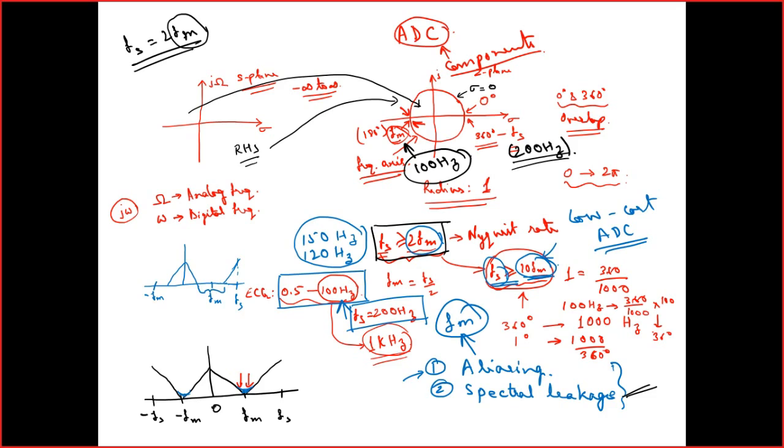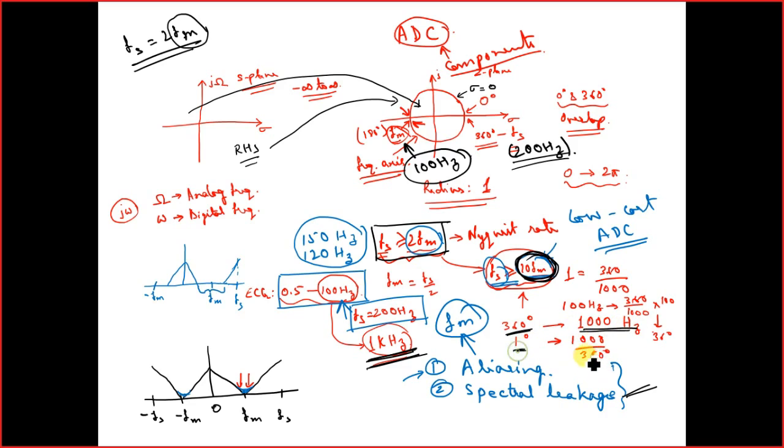So now, what is the alternative way? The alternative way, as I already told you, is that we sample the signal at 10 times Fm. What is Fm? 100 hertz. What is 10 times Fm? It is 1 kilohertz. Now when I am talking about this 1 kilohertz, what is happening?